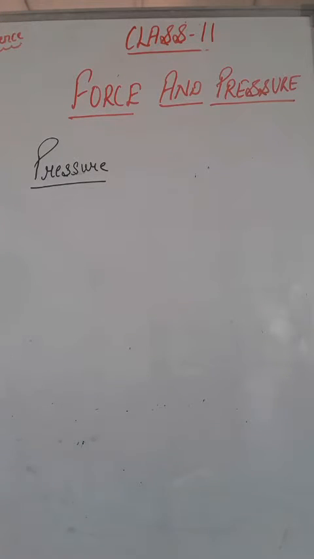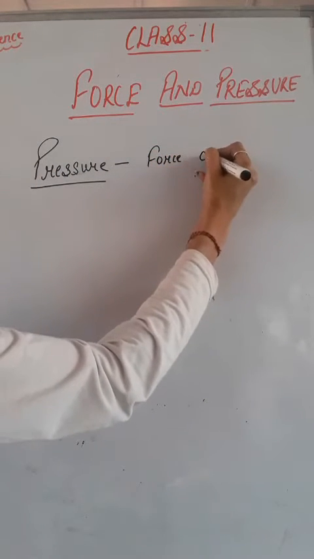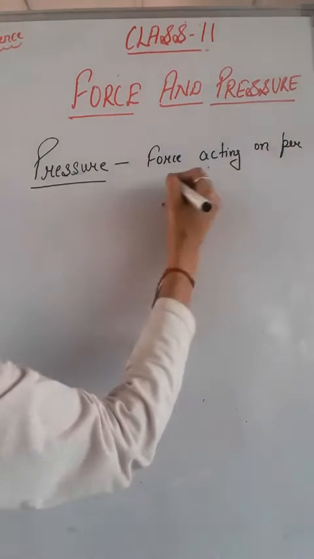You have already learnt in your previous classes how cyclones occur, right? Cyclones are caused due to the difference in air pressures. When there is a difference in air pressure, then cyclones occur. So what is pressure? Pressure is force acting per unit area.